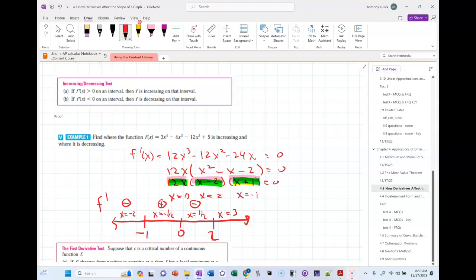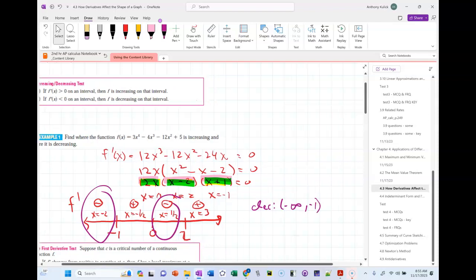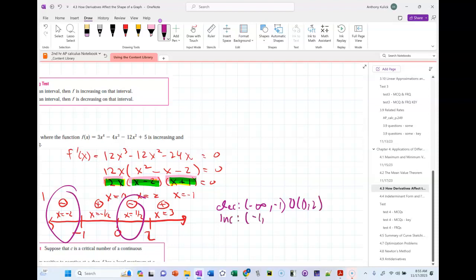So if I look, these are the two intervals in which we're negative. So that's where we're decreasing. And that happens from negative infinity to negative 1, and then from 0 to 2. And then we're increasing from negative 1 to 0, and then from 2 to positive infinity. Of course.